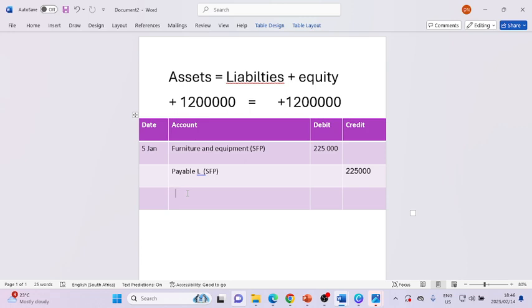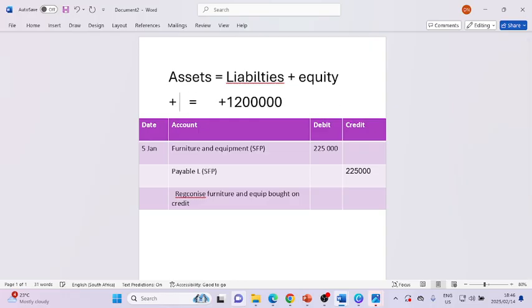So same with here, you're gonna say recognize furniture and equipment. I'm just gonna write bought on credit. That's what we have there. Simple, like that.